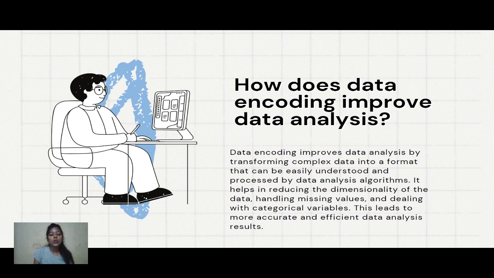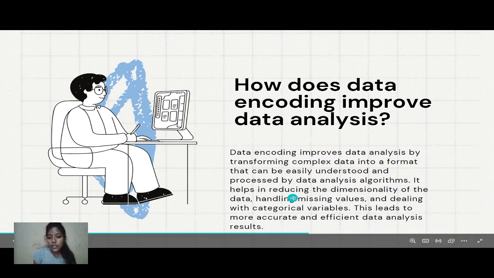Data encoding improves data analysis by transforming complex data into a format that can be easily understood and processed by data analysis algorithms. In real time, we will get millions and trillions of data, and they are usually in a complex form. So we can use data encoding to understand it easily. It helps in reducing the dimensionality of the data, handling missing values, and dealing with categorical variables.